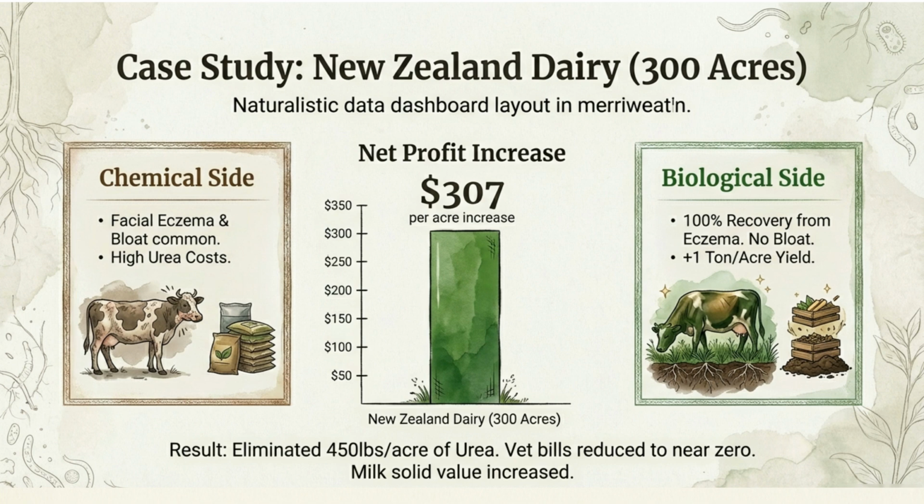In a New Zealand dairy case study, switching to biological methods increased net profit by $307 per acre. On the chemical side, cattle suffered from eczema and bloat, with high urea costs. The biological side saw 100% recovery from eczema, no bloat, and an increase of 1 ton per acre in yield.